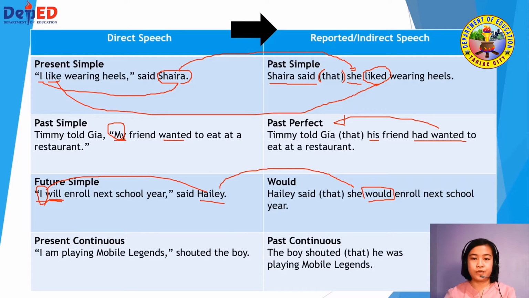If the sentence in the direct speech is in the present continuous tense, it will become a past continuous sentence. How will we know that the sentence is a continuous one? It is when the sentence uses a be verb and the main verb ends with ing. Just like the sentence, "I am playing Mobile Legends," shouted the boy. For it to be in the past continuous, as we have that in the reported speech, we're going to have the pronoun I, which will be changed to he because we're talking about the boy. And then the be verb am here will be was, and we have there the ing.